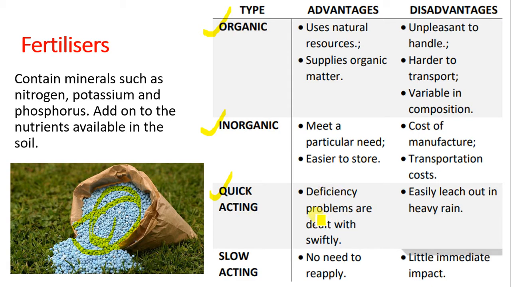Then we have quick acting fertilizers. The advantage is that deficiency problems are dealt with swiftly. If there's any form of mineral deficiency in the plant, it's usually dealt with swiftly with quick acting fertilizers, but they easily leach out in heavy rain. Then we also have slow acting fertilizers, with no need to reapply, but little immediate impact.